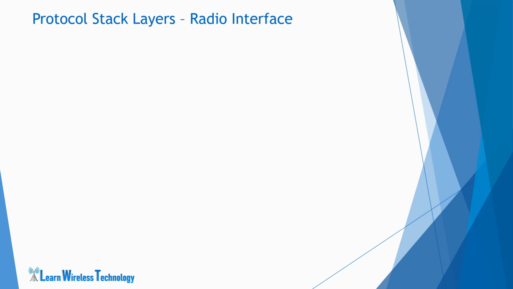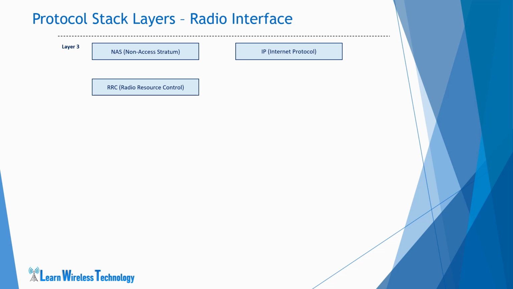Now let's see the overall picture of how the user data or a signaling message is transferred from higher layer to lower layer. We will see this only for the radio interface protocol between UE and eNodeB. Let's first start with layer 3. These are the protocol layers of layer 3. NAS and RRC are the protocol layers of control plane, and Internet protocol is the layer of user plane. There is also an application protocol above the Internet protocol, but it is not shown here for simplicity.